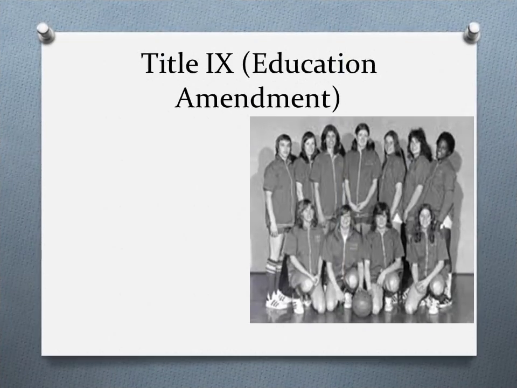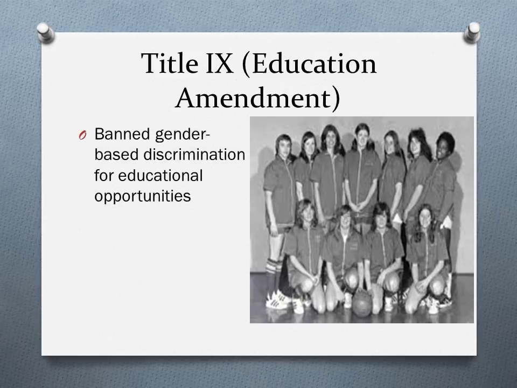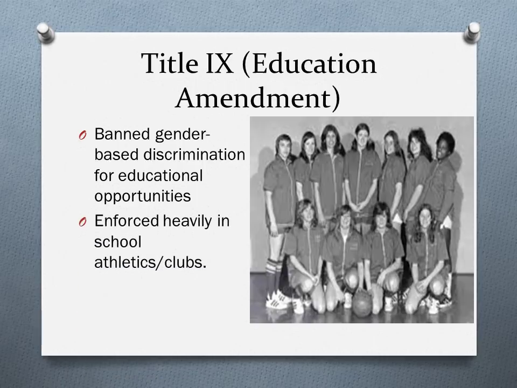In the wake of the feminist movement of the 1970s, Congress took action in 1972 by passing the Education Amendment, also known as Title IX. Title IX banned gender-based discrimination for all educational opportunities. This included athletic opportunities in schools, as girls were given the opportunity to try out for traditional male sports, along with having their own female sport programs.